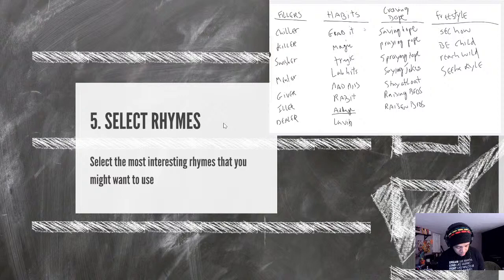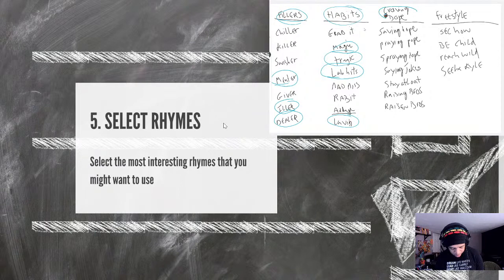So I like this one was interesting. Maybe you could challenge yourself and see if you can use all of them. But you gotta find a place to start. That one was interesting. And you can always include your keywords as well. So just really any word that was interesting to you, caught your attention. I like this Craven Dope. Praying Pope is interesting. Spraying Nope. And this whole thing, Raisin Bros, is interesting as well. And Freestyle. Reach Wild was my interesting one from that one.